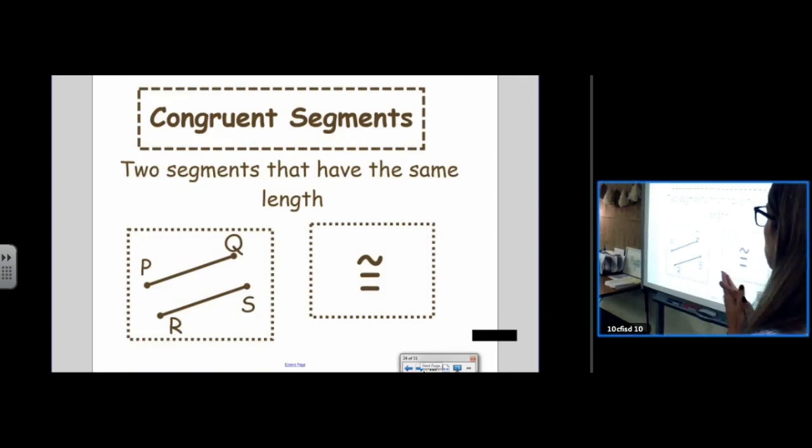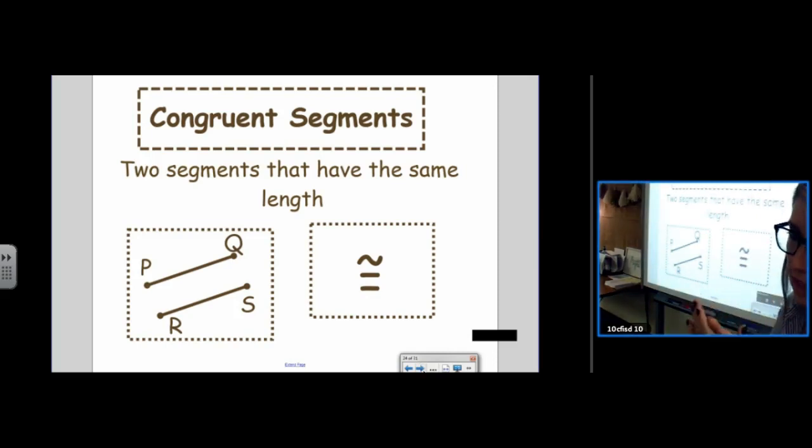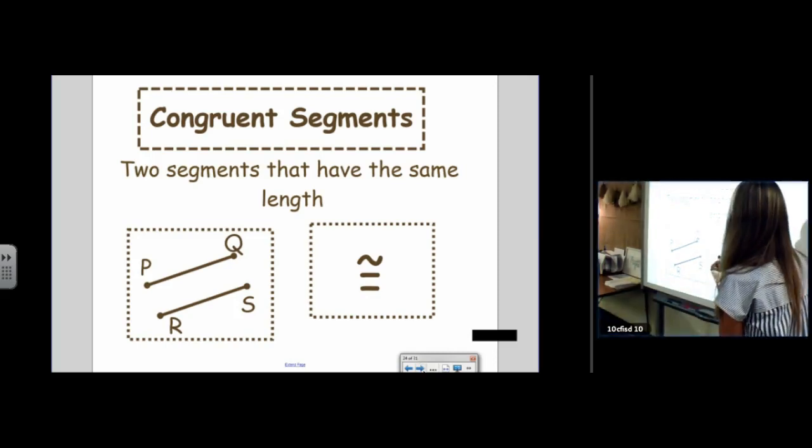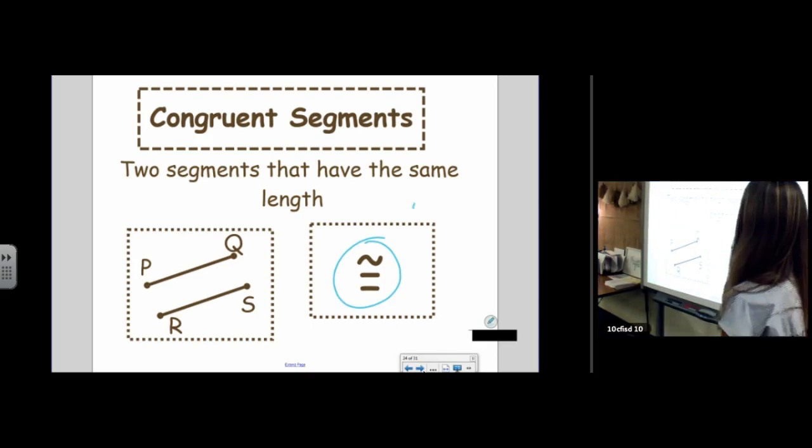Congruent. You've heard this word before. Two segments are congruent if they have the same exact length. It looks like an equal sign with a squiggly on top. I'm going to move on.